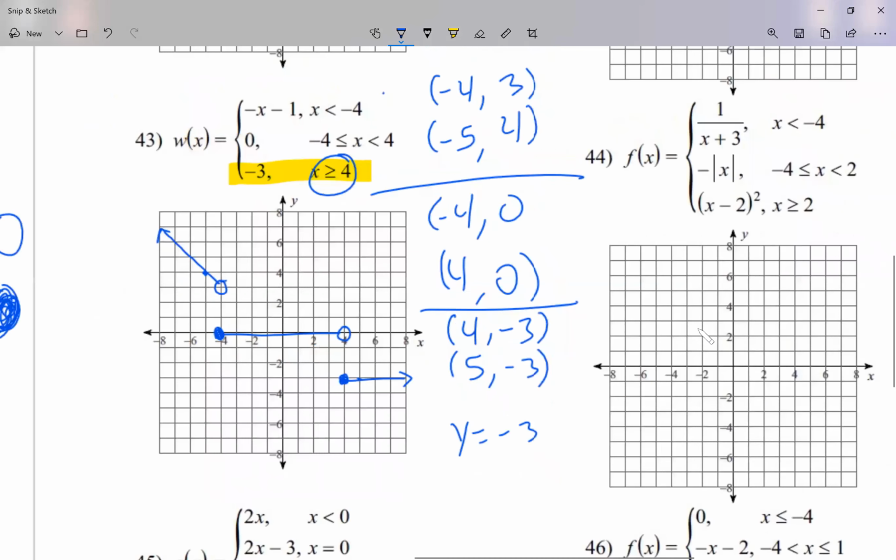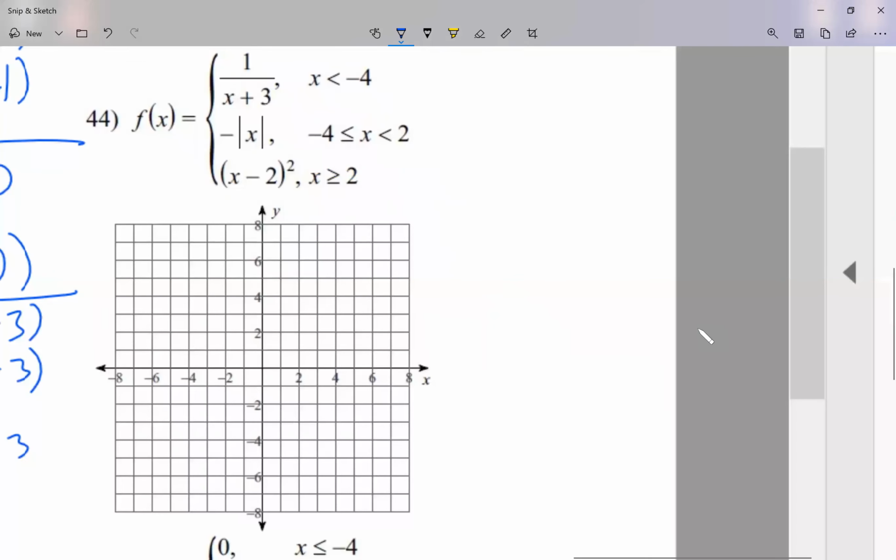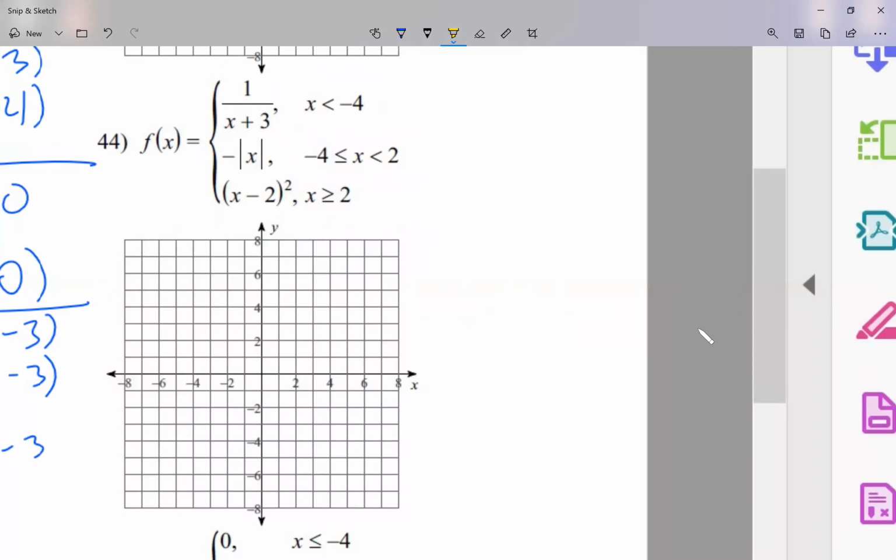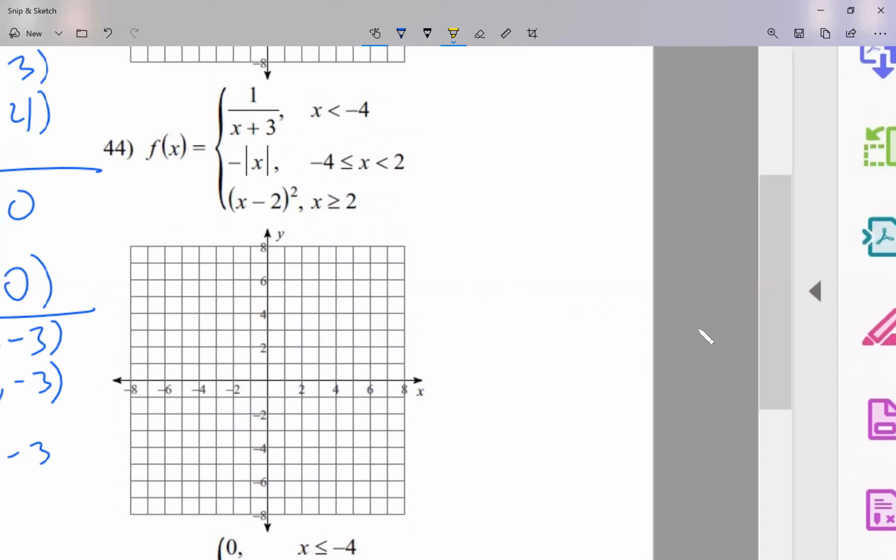Let me take a look at question 44. My first equation, I'm looking at that as y equals 1 over x plus 3. It's a fraction, it's at the bottom. Remember what I said, when the x is at the bottom, it's trying to approach the x-axis.